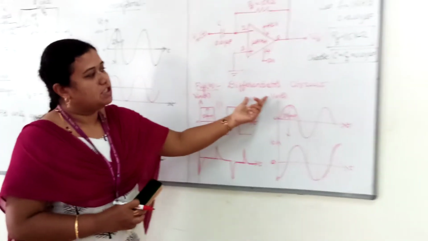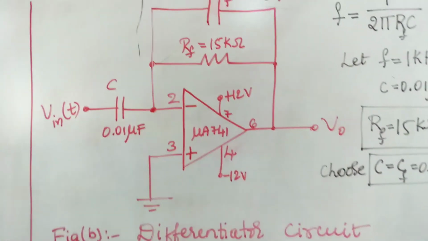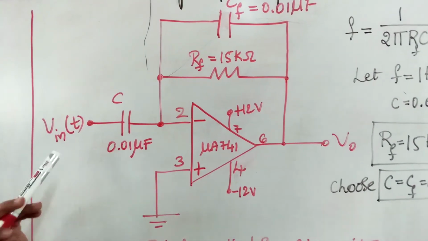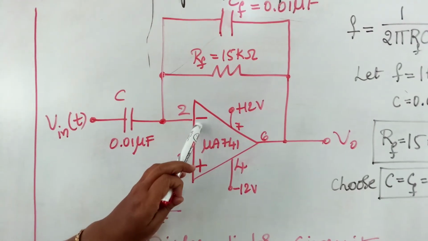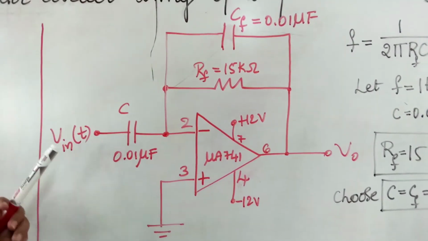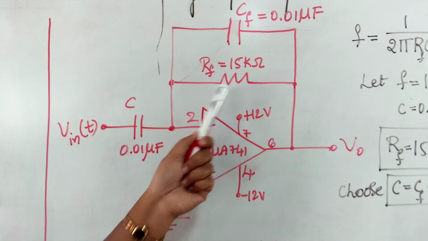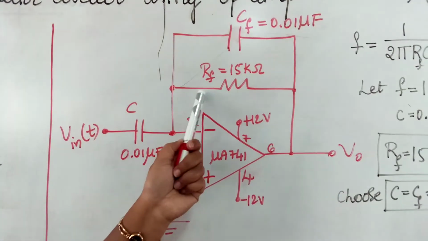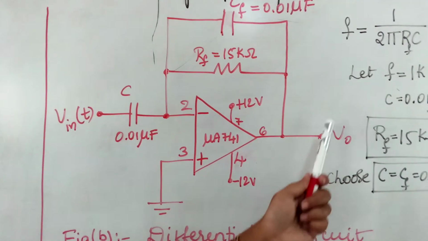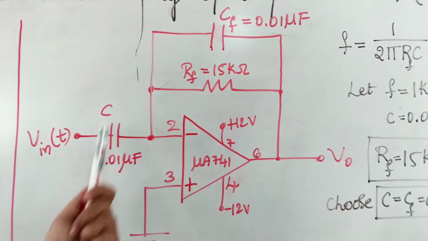Next is the differentiator circuit. This is the circuit diagram of the differentiator, which consists of op-amp MUA741. Here input is provided to the inverting terminal of the op-amp, that is pin number 2. Input is given through a capacitance, and the feedback component is the resistor here. So resistance is used as the feedback component. The output signal frequency depends upon the feedback resistance RF and the capacitance.